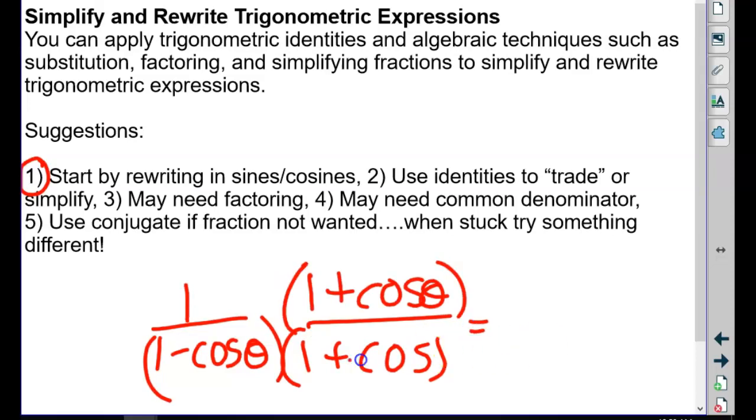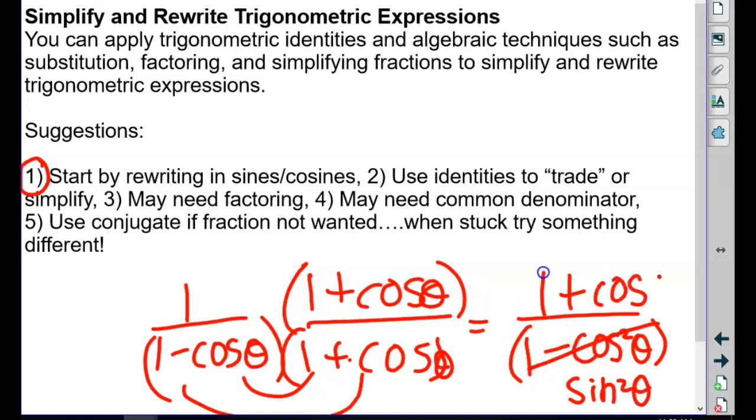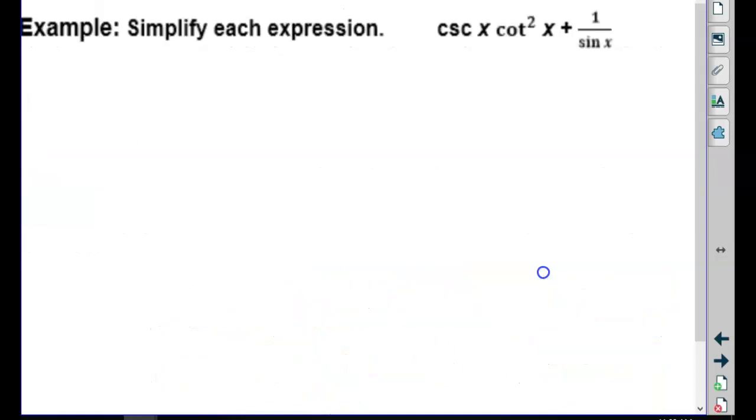Then when I FOILed the bottom together, what would I get? 1 minus cosine times 1 plus cosine would be 1 minus cosine squared, because when you FOILed it together, you'd have a negative cosine, a positive cosine that would cancel each other out. And what is 1 minus the cosine squared? Anybody know? It is sine squared. All right, now on the top, you'd still have this, but maybe that's what you were trying to get to. I don't know.